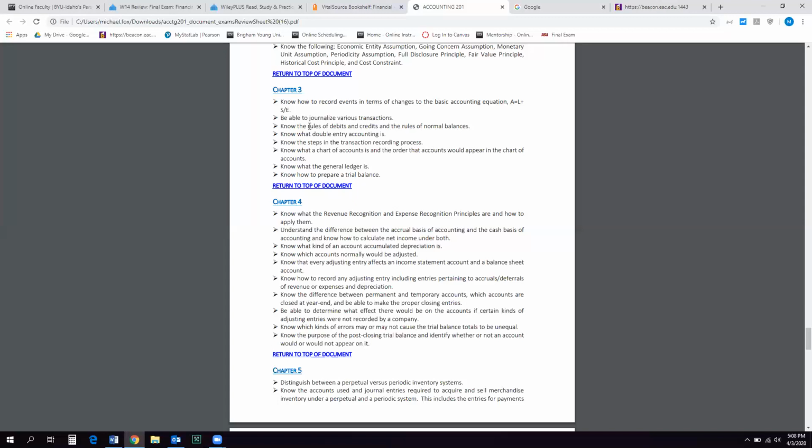Know what double entry accounting is. Double entry accounting is just that there is always at least 2 entries, a debit and a credit. And even if there's more than 2 entries, the debits and the credits have to equal each other.